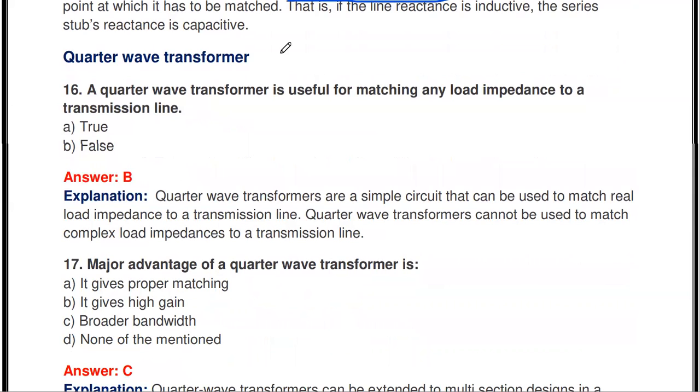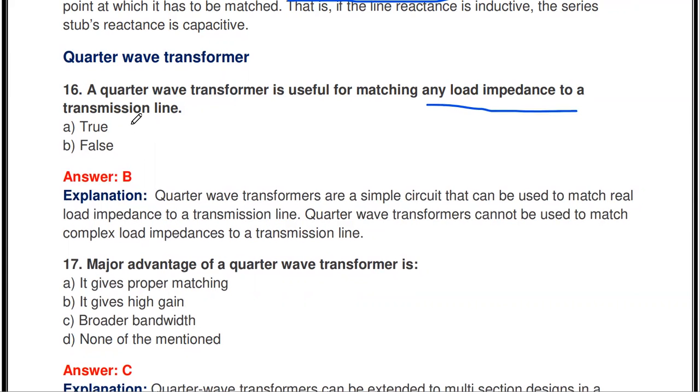So the next impedance matching device is the quarter wave transformer. The third impedance matching method in a transmission line is the quarter wave transformer. A quarter wave transformer is useful for matching any load impedance to a transmission line. The statement is true or false? False. The quarter wave transformer is a simple circuit that can be used to match only a real load impedance to a transmission line.